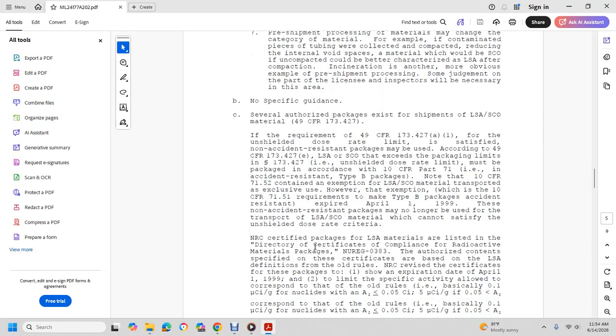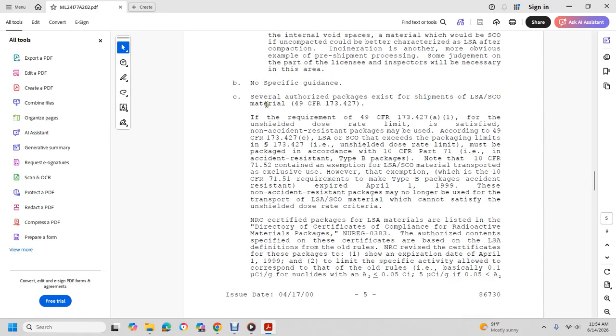Several packages are authorized to ship LSA material under Title 49 CFR 173.427 and the A1 requirements for entry of the dose rate limited status with a non-accident resistant package, according to Title 49 CFR 173.427. LSA and surface contaminated objects (SCO) are shipped with a package limited by 173.427, and the entry with the limited date must be with the package.